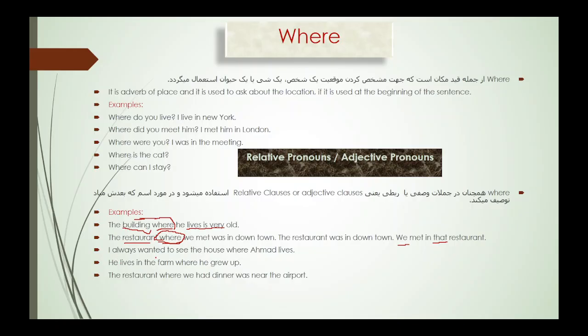I always wanted to see the house where Ahmad lives. Right?